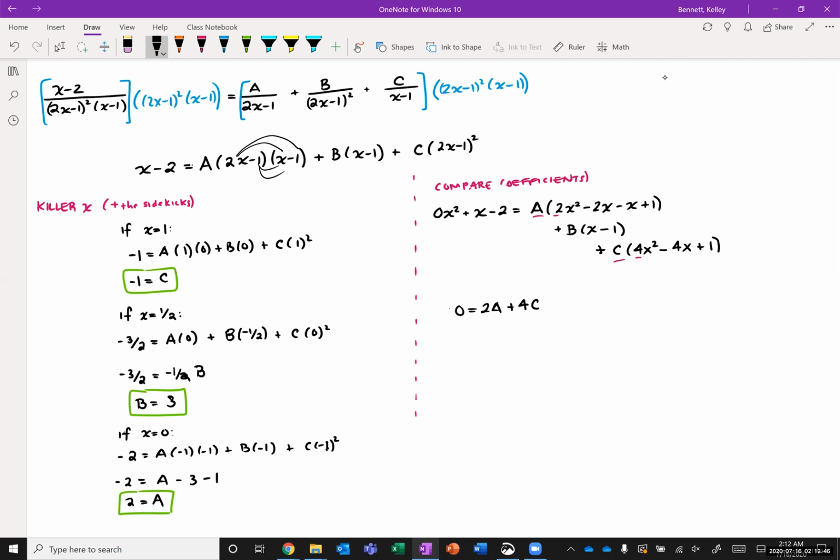There's so many ways that you can organize your thoughts and organize your polynomials. So this is just another way that you could try to visualize it. It's totally up to you how you do this. And it's totally okay to not do the comparison of coefficients method, by the way. You can always stick with the killer plus the sidekicks.